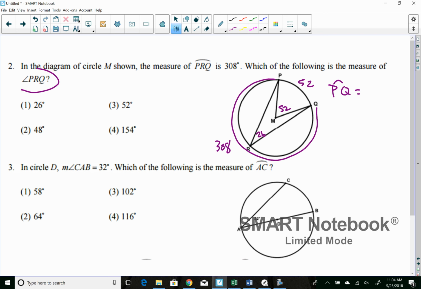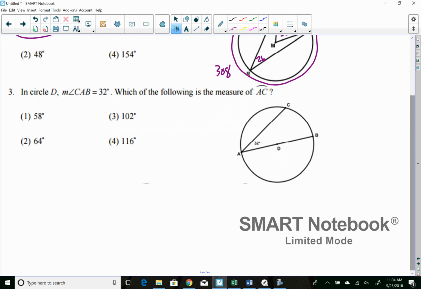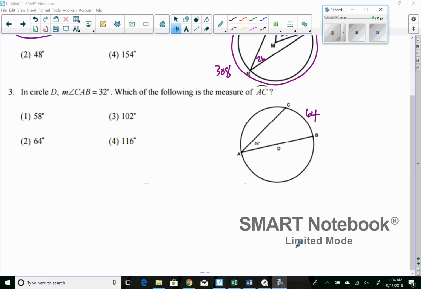They want PRQ, the inscribed angle, so we're talking here about choice 1. Number 3 gives us angle CAB. Notice it's inscribed. AC is a chord, AB is the diameter, which is just a special chord. So then this becomes an angle of 64. So if we know that arc is 64, I see that AB is the diameter, so that cuts the circle in half. So if I do 180 minus 64, that tells me that arc AC is 116.